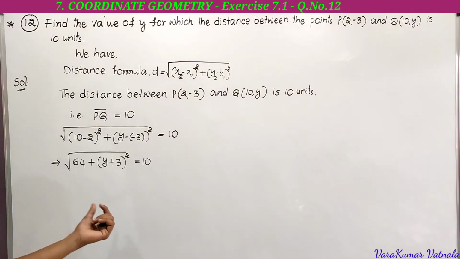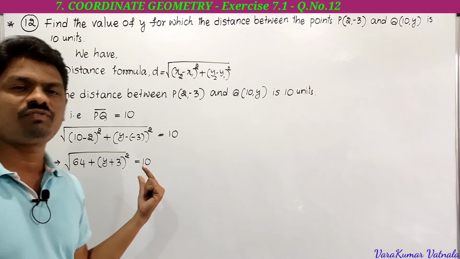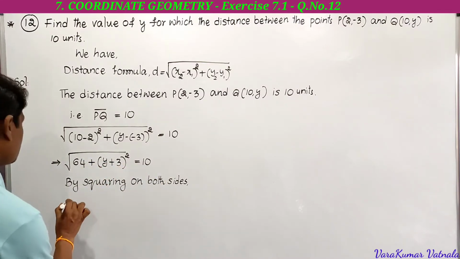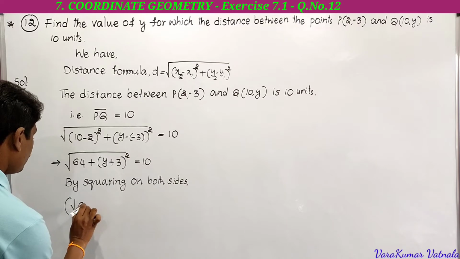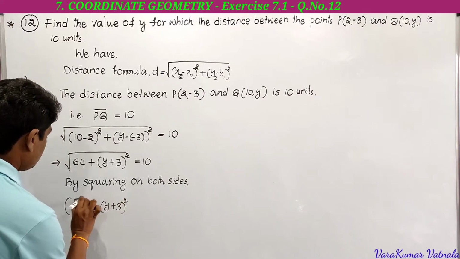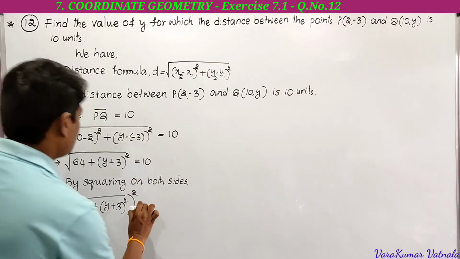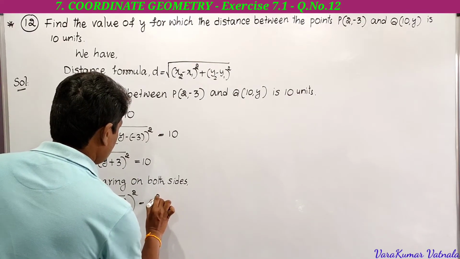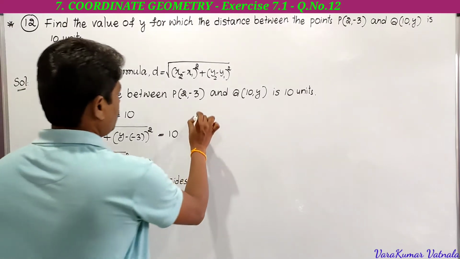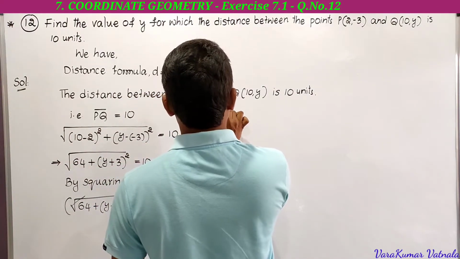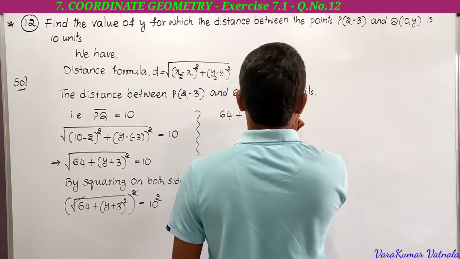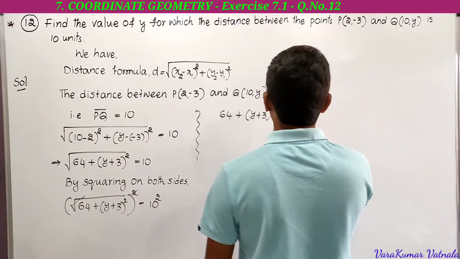So now by squaring on both sides, we can cancel the square root on the left hand side. On the left hand side we have the square root of 64 plus (y + 3) whole square, squared, is equal to, on the right side we have 10, so it becomes 10 square. Here the square root and the square get cancelled, so we have 64 plus (y + 3) whole square is equal to 10 square. 10 square is 10 into 10, we get 100.